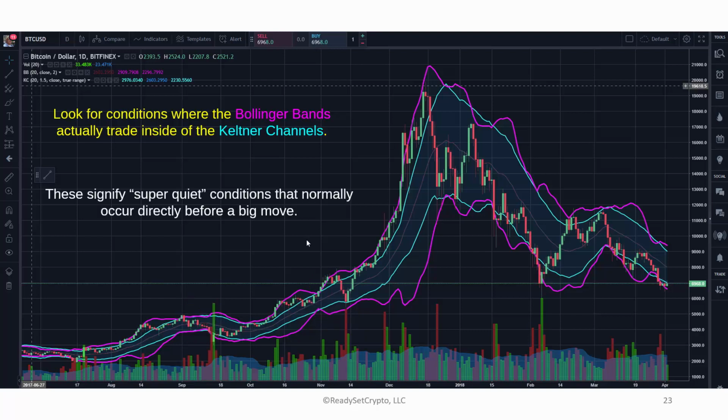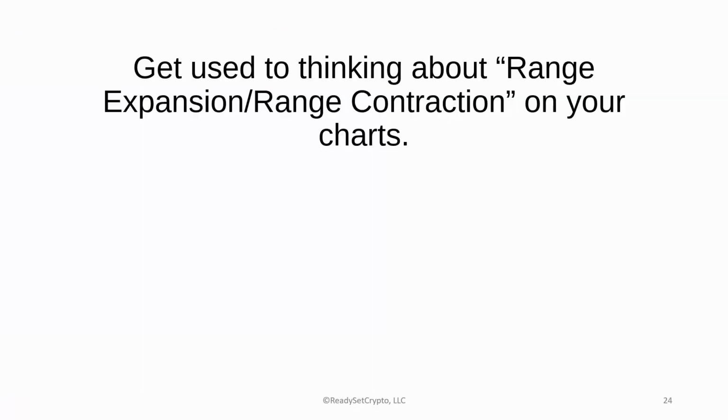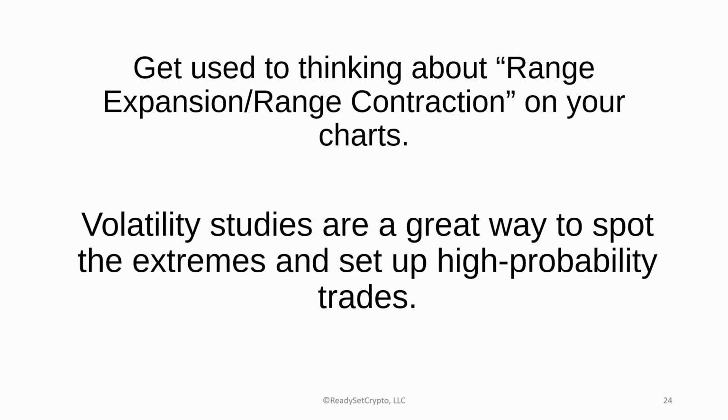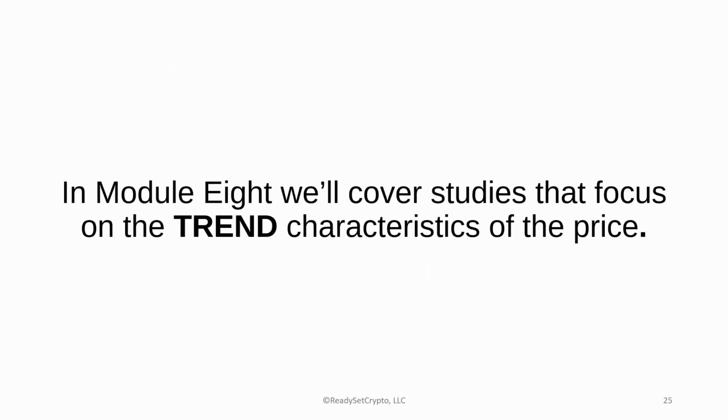Again, the Bollinger Bands inside of the Keltner channels signify super quiet conditions that normally occur directly before a big, big move. Get used to thinking about range expansion and range contraction on your charts. It's a new way of thinking, and I think it is more accurate in today's markets. Volatility studies are a great way to spot these extremes and set up high probability trades. That is it for Module 7 in Volatility Studies. In Module 8, we are going to cover studies that focus on the trend characteristics of the price, and these are some of my favorite. We'll see you there.